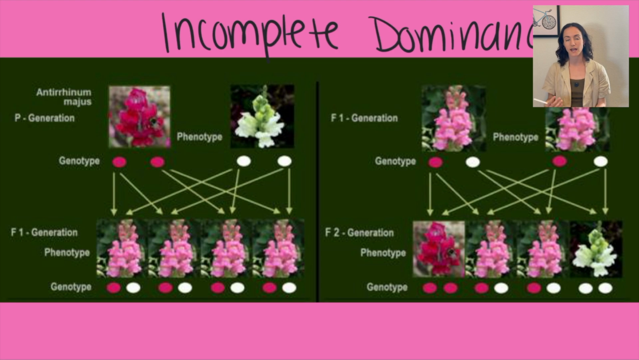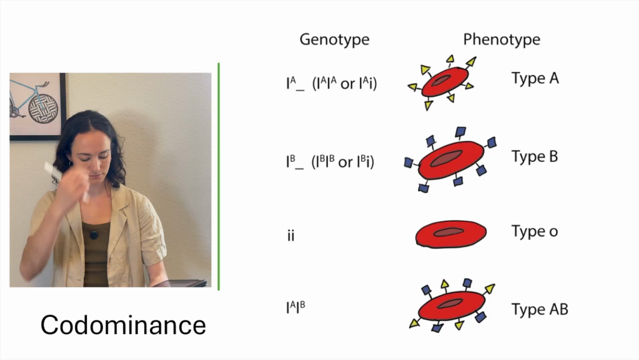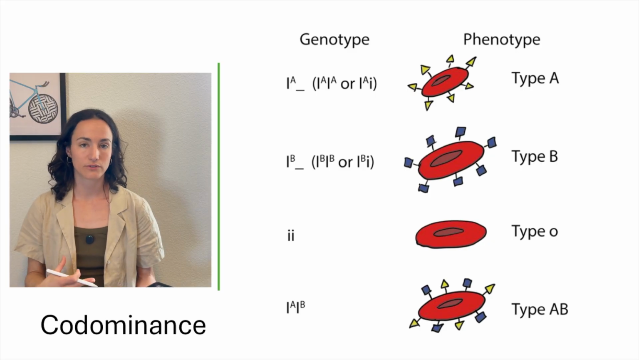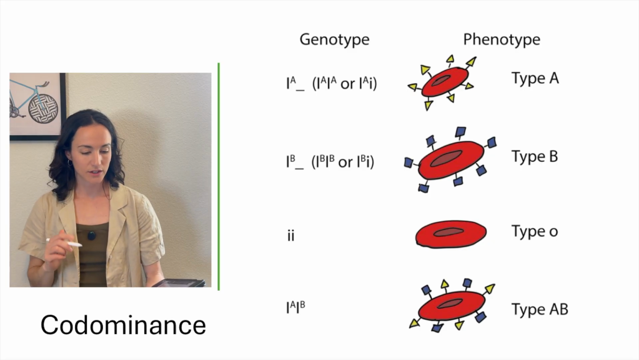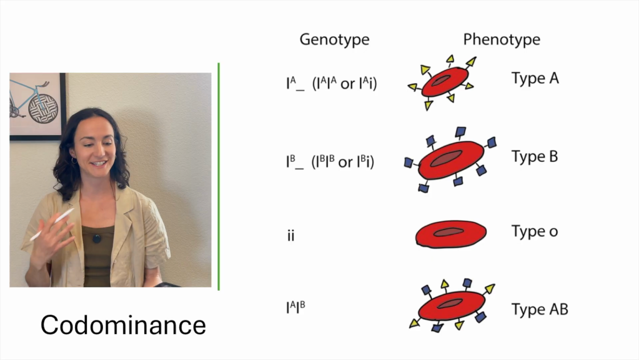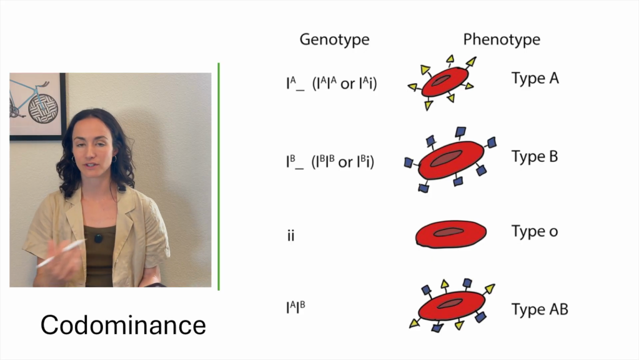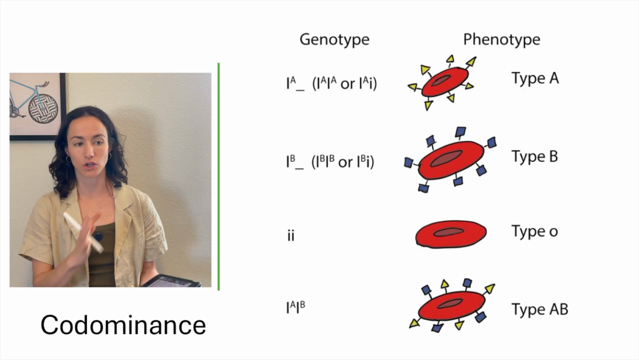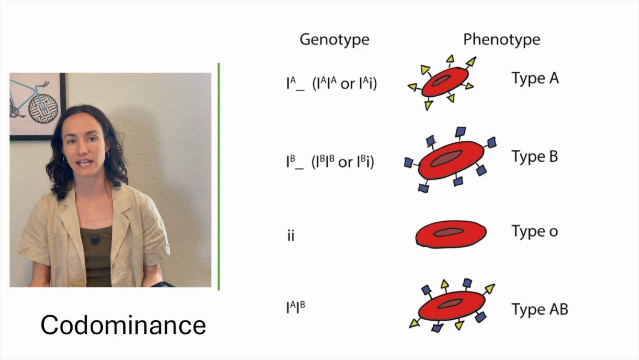And a hallmark is that the heterozygote condition is an intermediate between the two. Now, incomplete dominance can sometimes get confused with codominance. In codominance, we see an interesting interplay between different alleles. However, both alleles are dominant. So think codominance, they're dominant together.